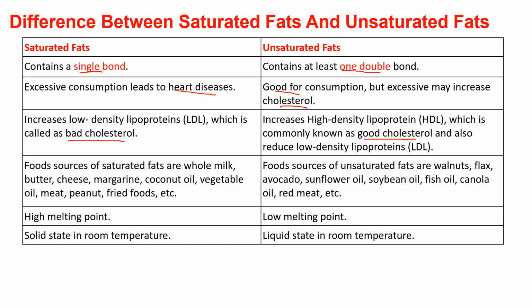The food sources of saturated fats are whole milk, butter, cheese, margarine, coconut oil, vegetable oil, meat, peanut, and fried foods. Whereas the food sources for unsaturated fatty acids are walnuts, flax, avocado, sunflower, soybean oil, fish oil, canola oil, and red meats.